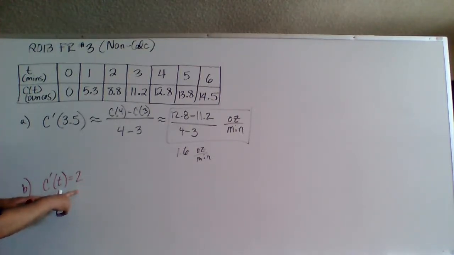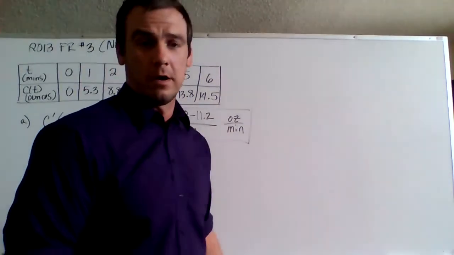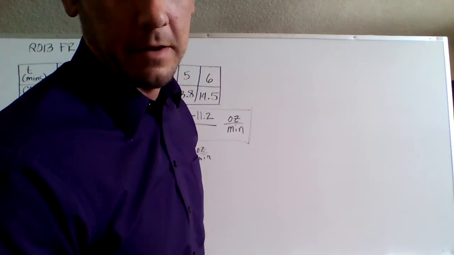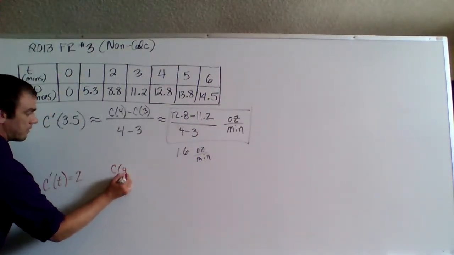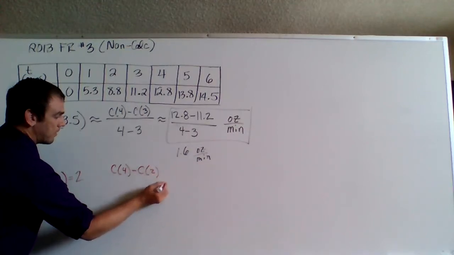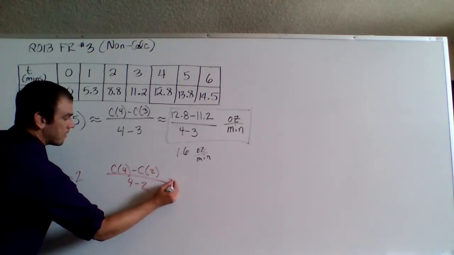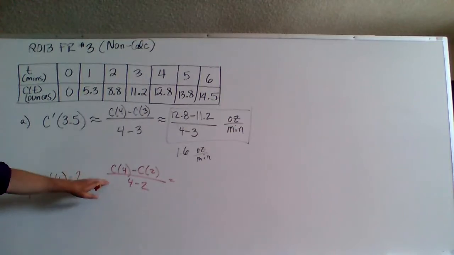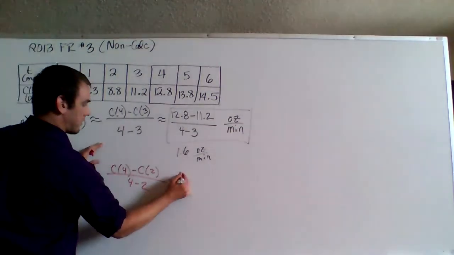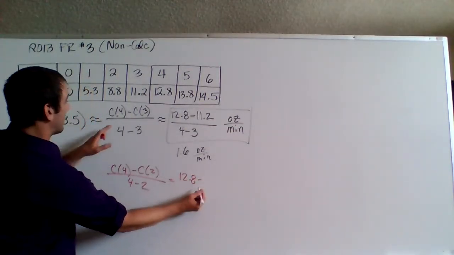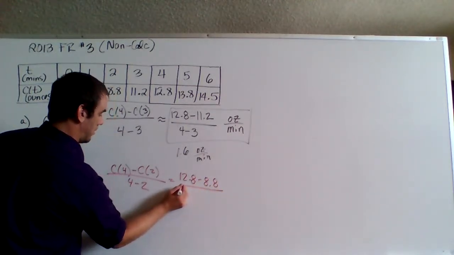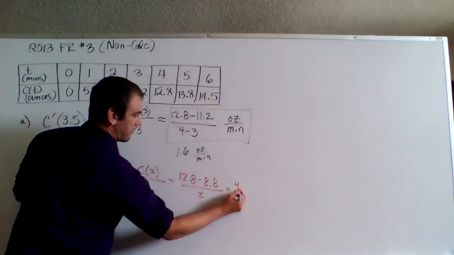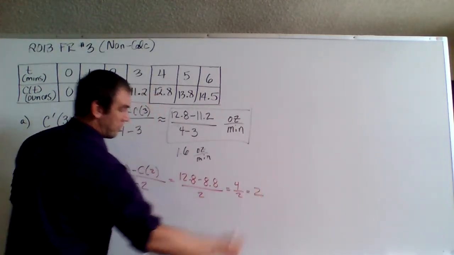So I'm just going to look at this. Our interval was 2 to 4, yep, from 2 to 4. So I'm just going to figure out C of 4 minus C of 2, all over 4 minus 2. That's going to equal 12.8 minus 8.8, all over 2. So this is going to be 4 over 2, which equals 2.